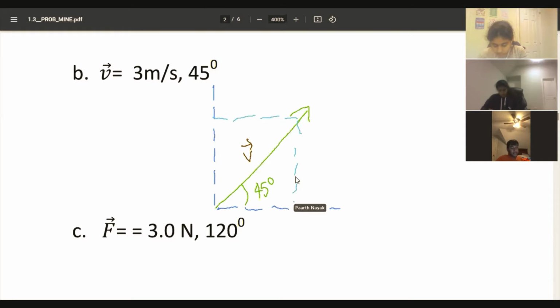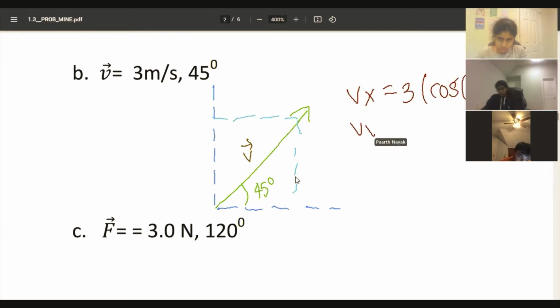And we'd set that up with the equations, just like we did last time. And so that would be Vx equals 3 times cosine of 45 degrees, and then Vy equals 3 times sine of 45 degrees.